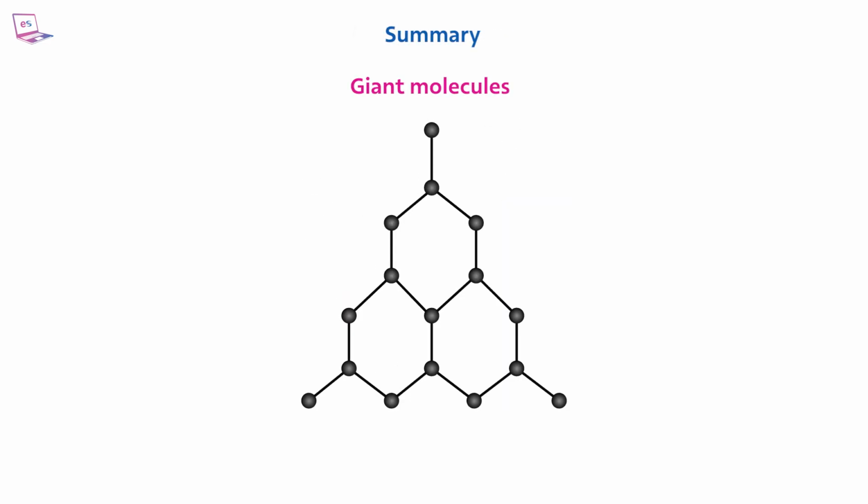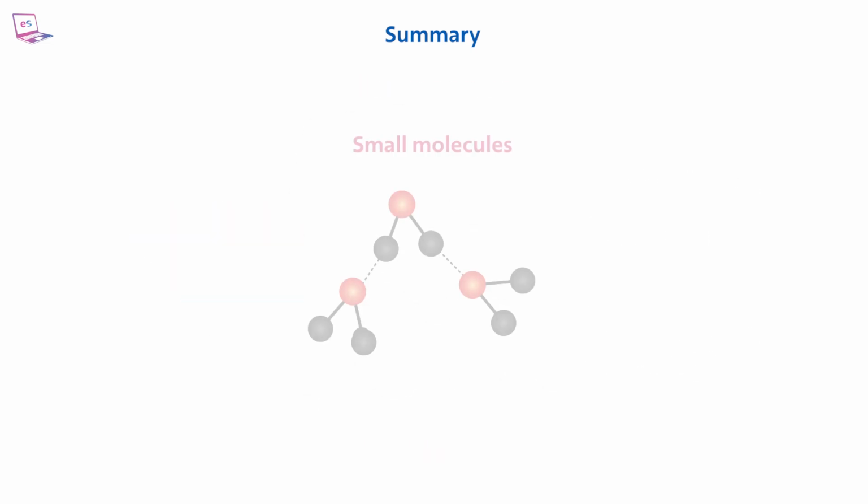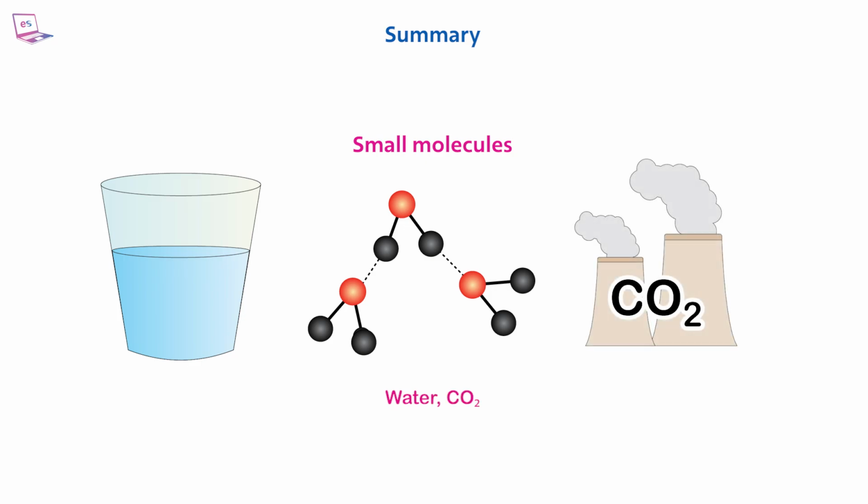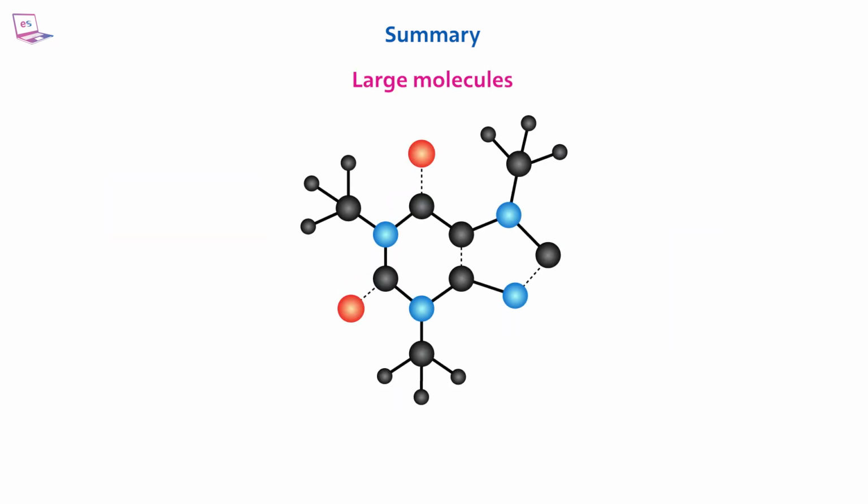Summary: giant molecules have large, interconnected networks of atoms with strong covalent bonds, making them very strong and stable. For example, diamond, graphite. Small molecules consist of a few atoms bonded covalently and have distinct, individual molecules. For example, water, carbon dioxide. Large molecules, macromolecules, are long chains or networks of smaller units and can be natural proteins, DNA, or synthetic plastics.